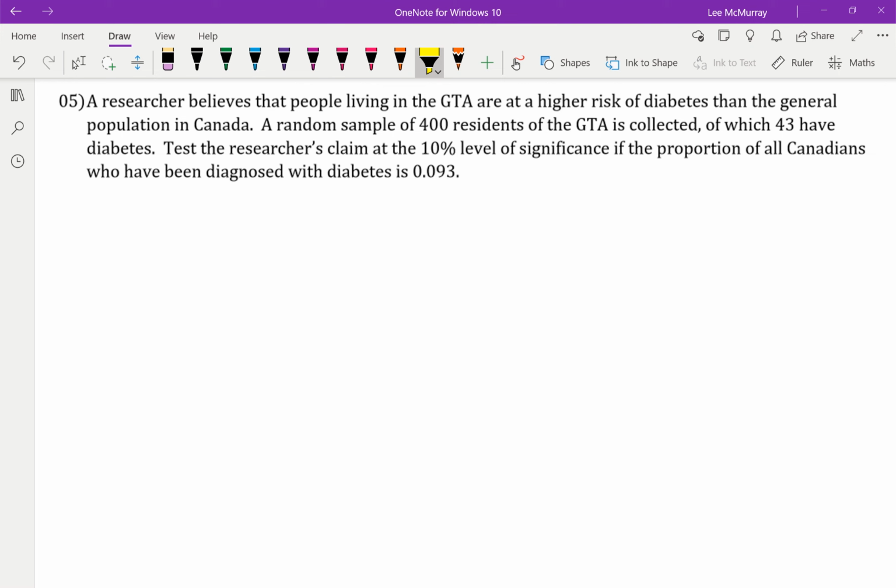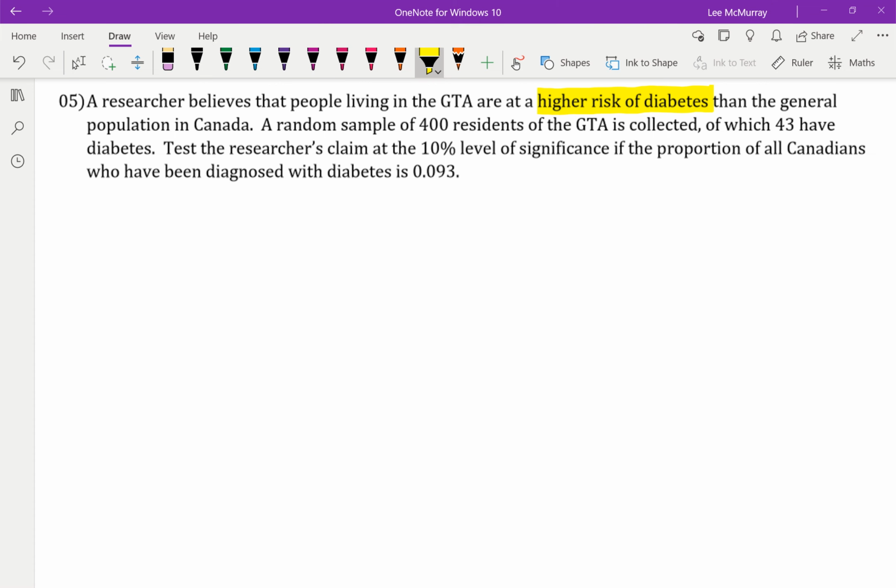Okay, so let's figure out what the claim is. In this case, somebody believes that everyone in the GTA, or the population of the GTA, is at a higher risk of diabetes. What that means is more people in the GTA get diabetes than the general population of Canada, right? So if we think of that as a claim, another way of saying that is that the GTA residents have a greater risk, right? Greater than, so a more than. This gives you an idea of what we're testing here.